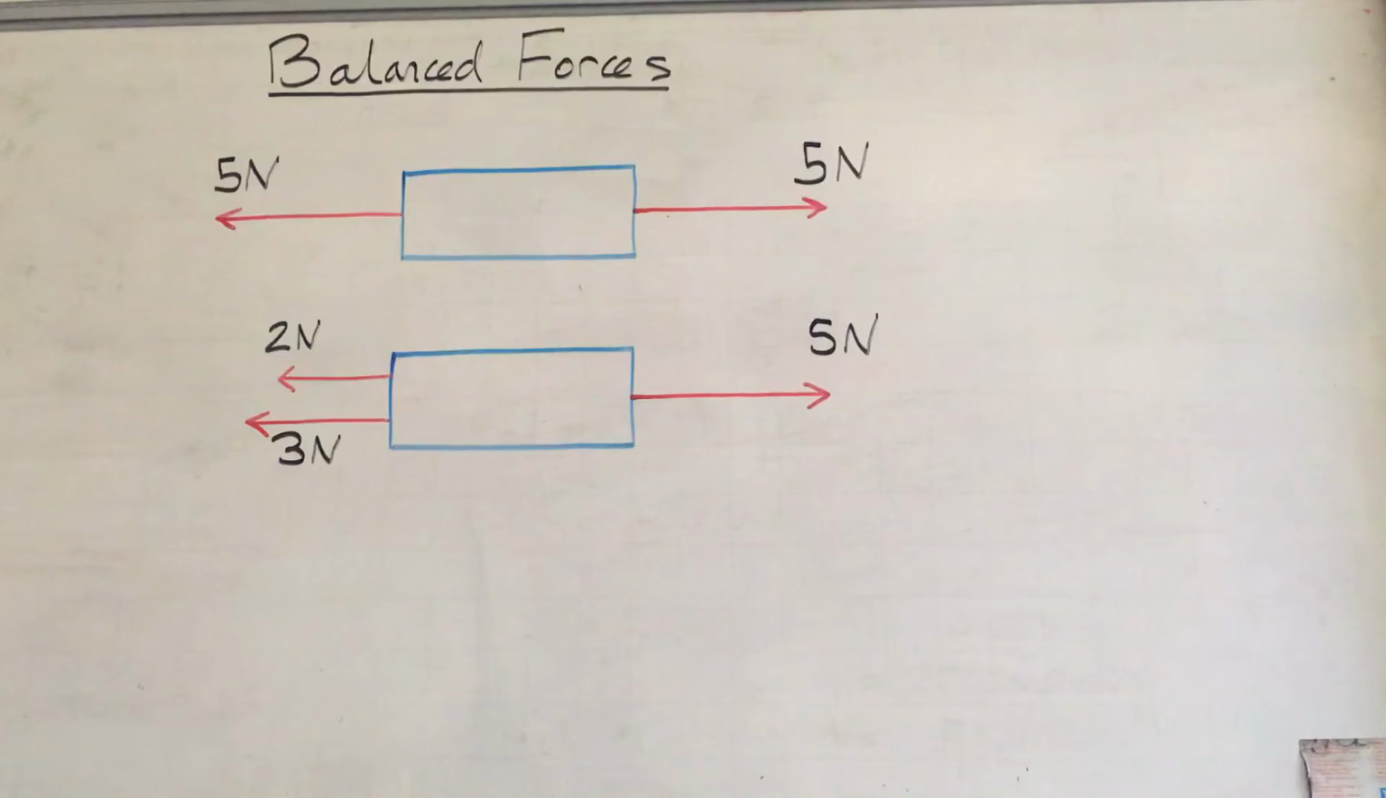Hopefully said 3 newtons. 5 newtons to the right, you need 5 newtons to the left. There happens to be two forces. If one of them is 2 newtons, the other one must be 3 to make sure that you're 5 left and 5 right and still balanced.